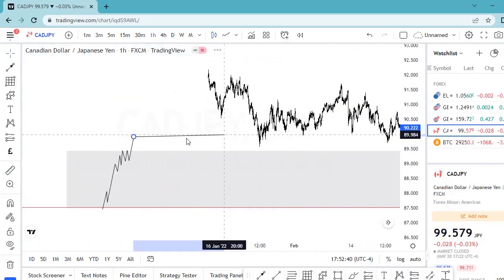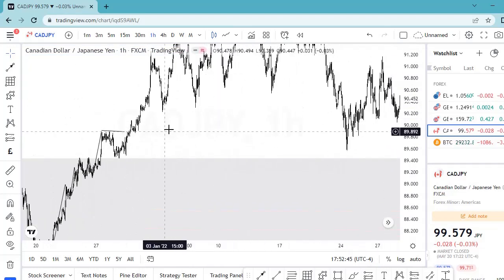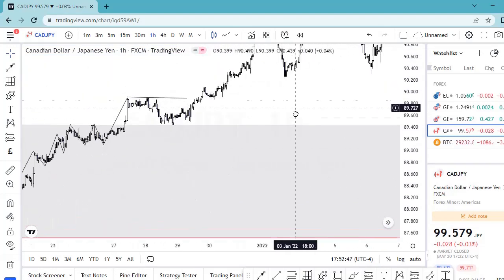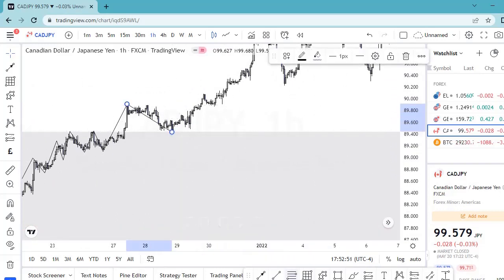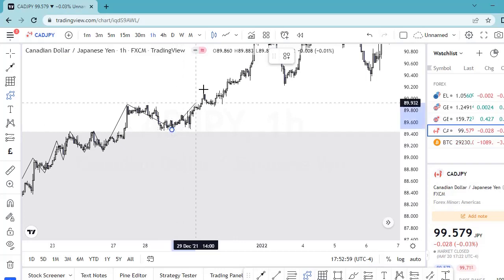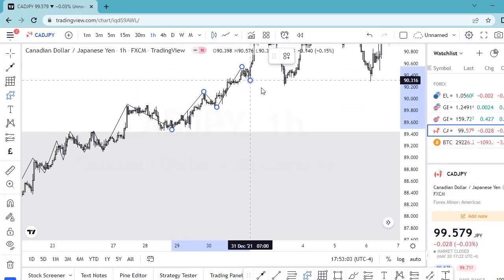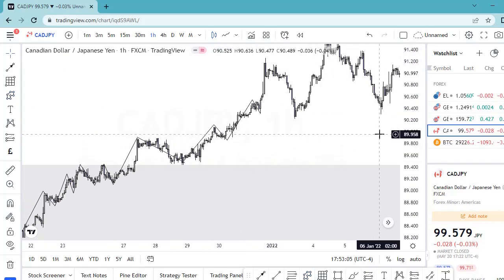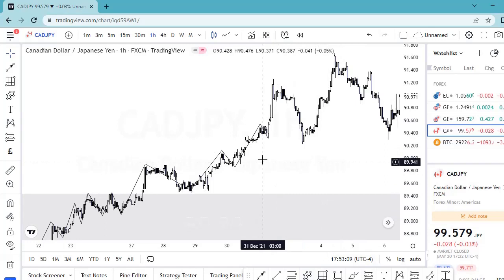Okay, this is where we are looking up to. So we have a higher high, right? We have a higher high, and we have a higher low, and we have a higher high. So we have a higher high, we have a higher low, we have a higher high, higher low, right? Can we see how this market is moving in structure, family? Can we really see how the market is moving in structure?